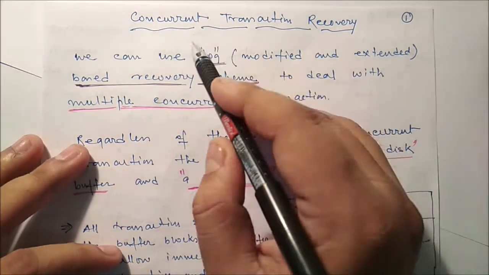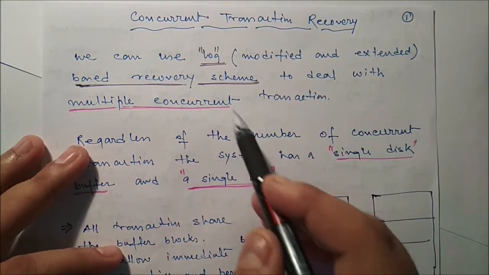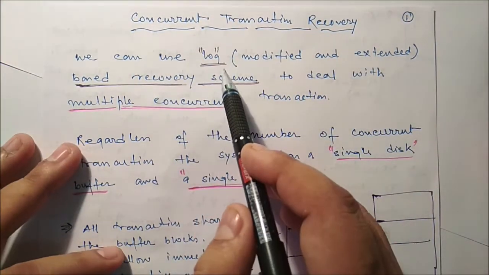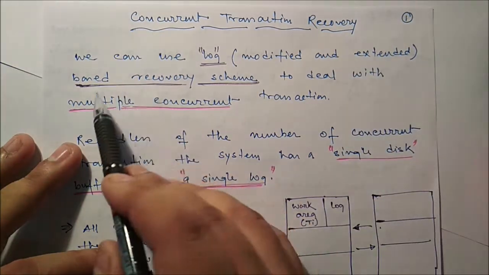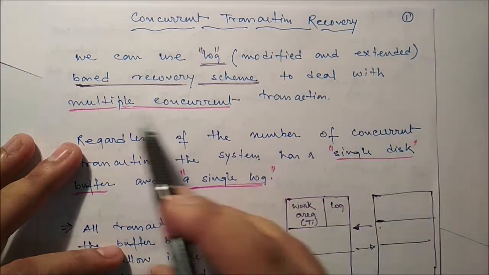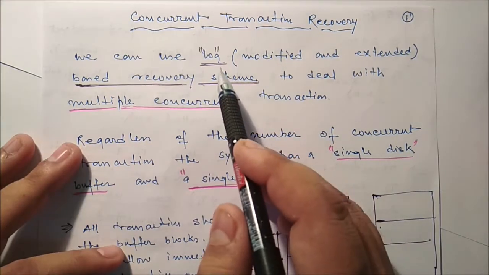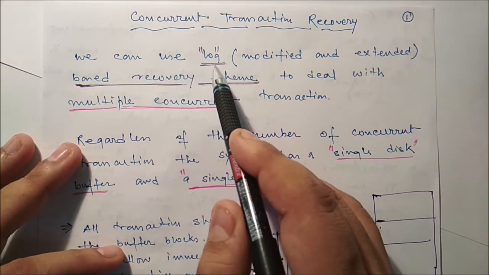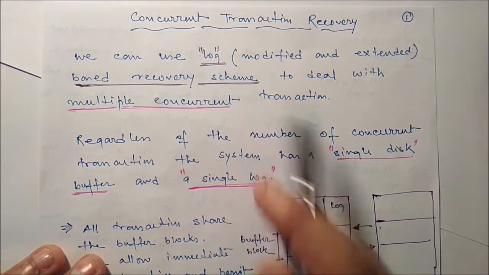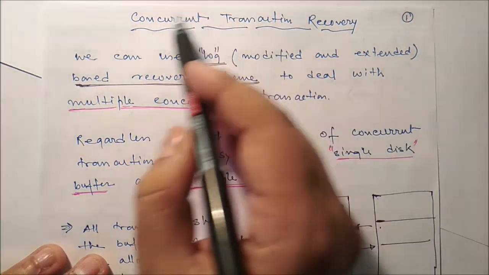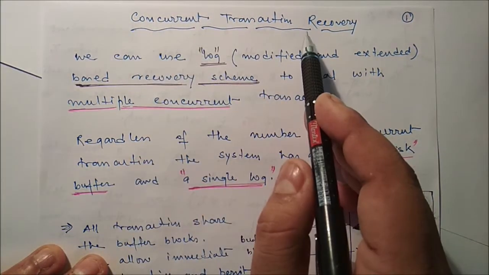In this video we'll talk about concurrent transaction recovery. Now we can use log-based recovery, which is a modified and extended scheme, to deal with multiple concurrent transactions. In the last video we discussed log-based recovery in detail, so please watch our previous video. In this video we'll discuss only concurrent transaction recovery.